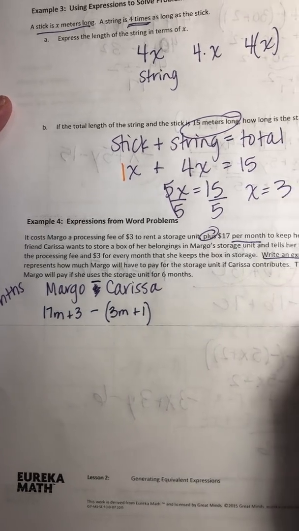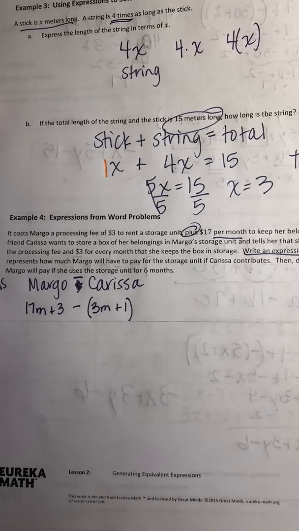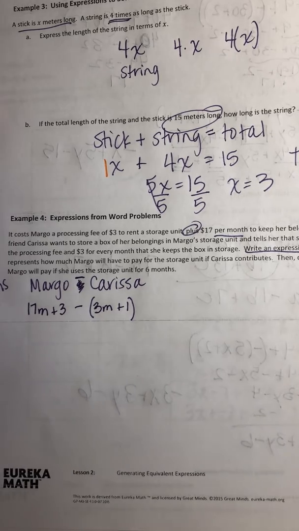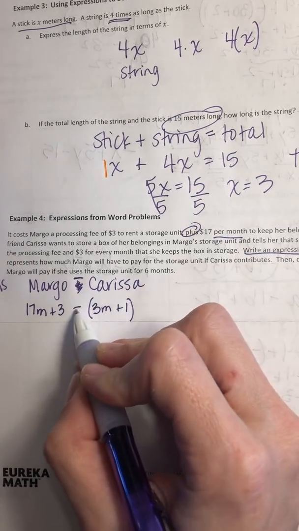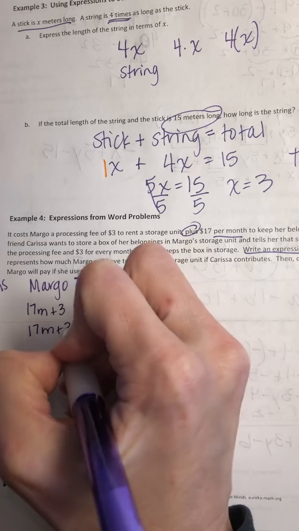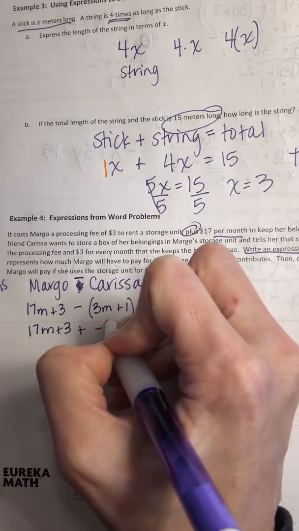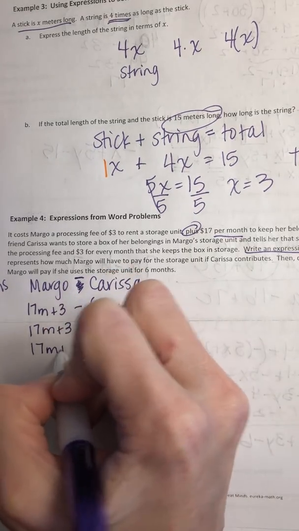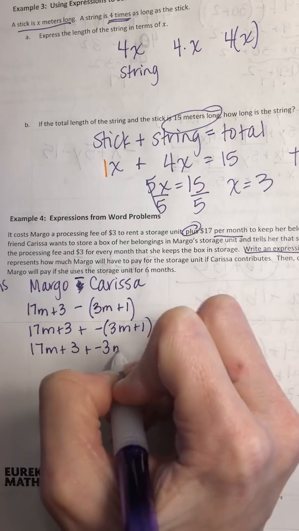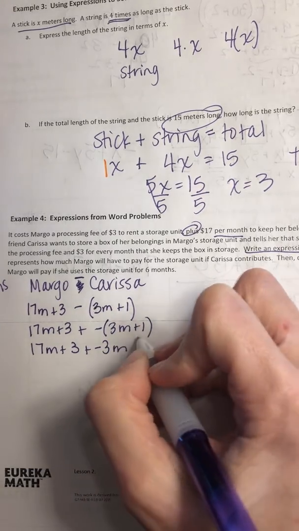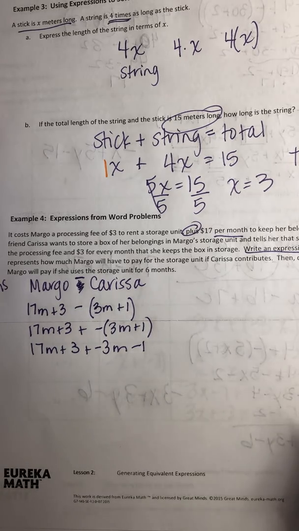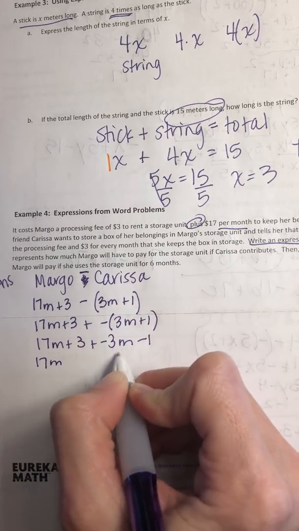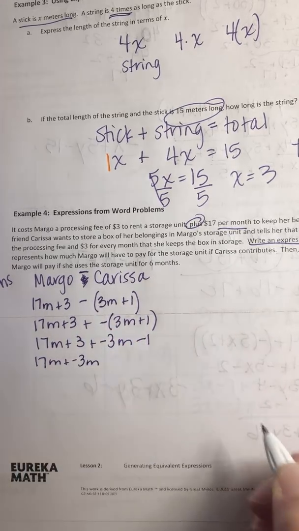Notice it said in standard form over here, so that means that we need it to be simplified and nothing left to be combined. Right now we can do some combining because this is subtraction, so we're really going to add the opposite. Now what is the opposite of 3M? Negative 3M. What is the opposite of plus 1? Minus 1.